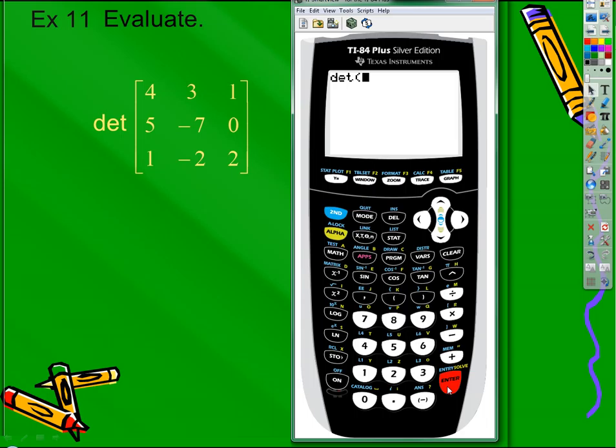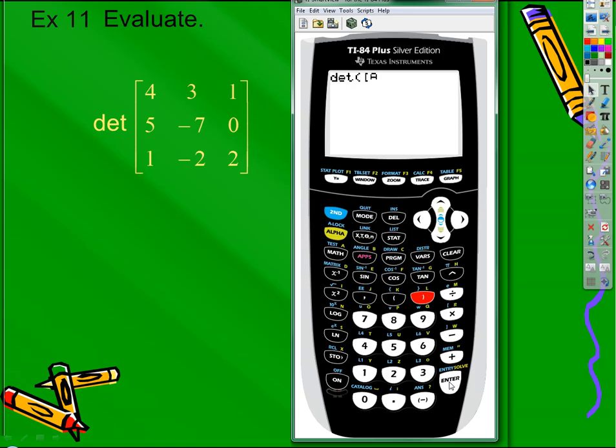So how do we get to the A? Second matrix. Enter. Okay. Close the parentheses, and look what it does. There's the answer. Okay. Gives us the determinant.